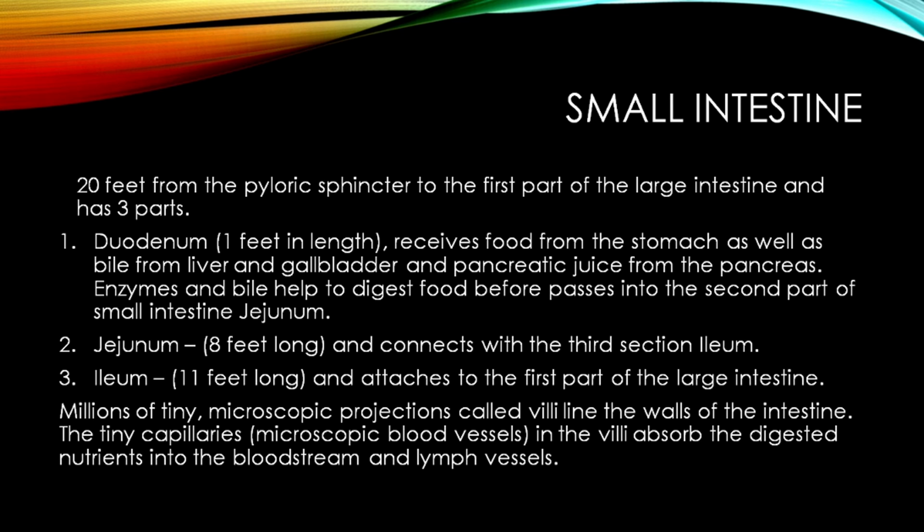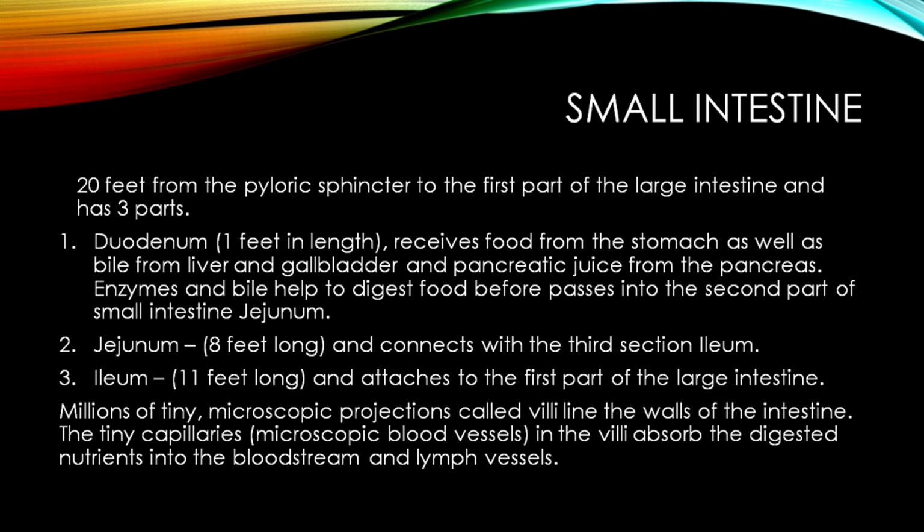Small intestine. It is 20 feet from the pyloric sphincter to the first part of the large intestine, and it has three parts: duodenum, jejunum, and ileum. The duodenum receives food from the stomach as well as bile from the liver and gallbladder, and pancreatic juice from the pancreas. Enzymes and bile help to digest food before it passes into the second part of the small intestine, the jejunum. The jejunum connects with the third section, the ileum, and the ileum attaches to the first part of the large intestine.